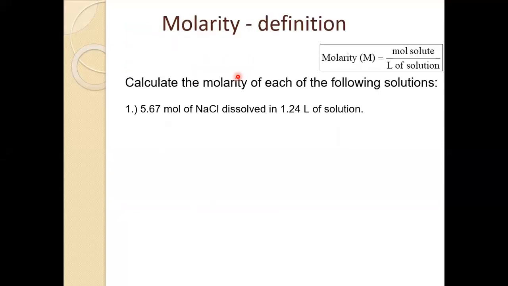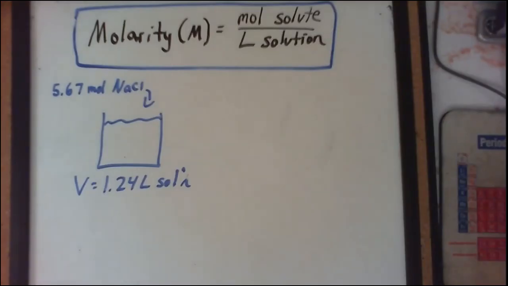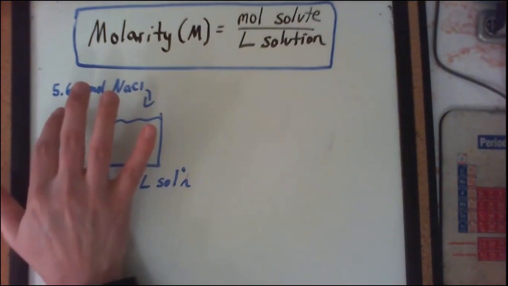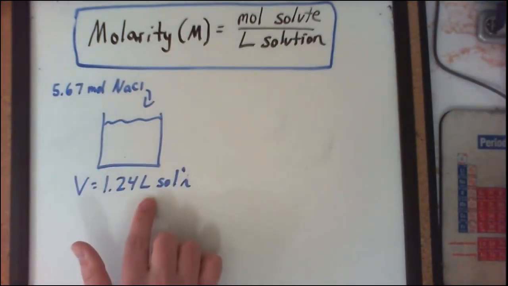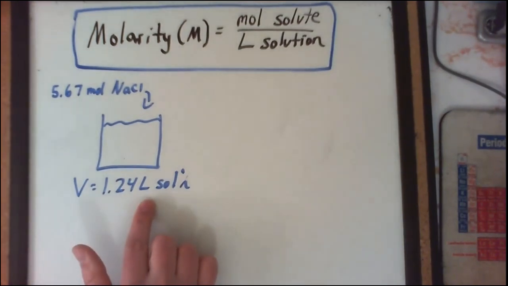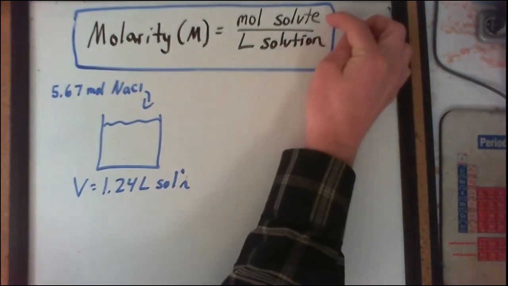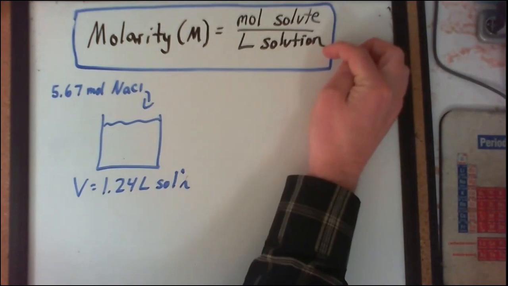In the first question, we have 5.67 moles of sodium chloride solute dissolved in enough water for a total volume of solution of 1.24 liters, and we're asked to calculate the molarity of the solution. Okay, so we have our picture, 5.67 moles of sodium chloride dissolved in a total volume of 1.24 liters. To calculate molarity, all we need to know is the number of moles of solute and the liters of solution.